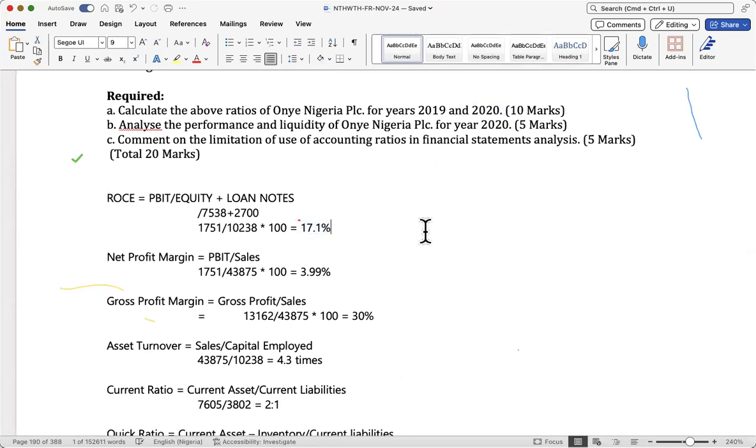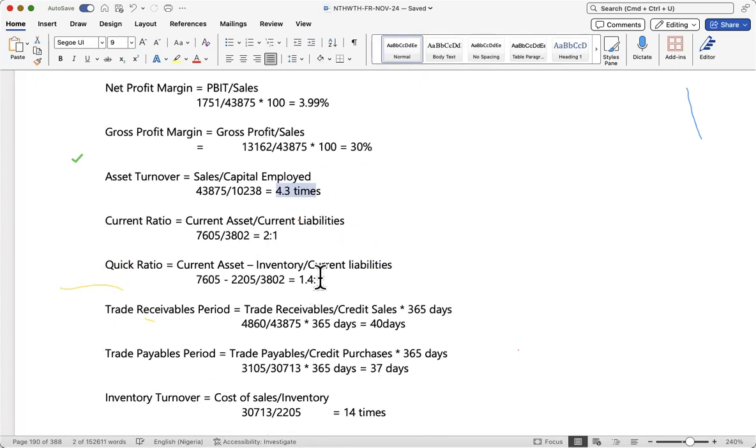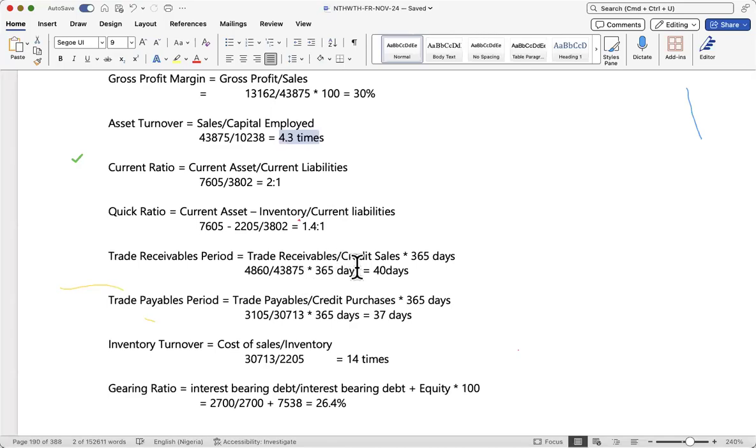Compare 2019 to 2020. You know that for ROCE, the higher the better. So the ROCE in 2019 is this, in 2020 is this, and 2020 is higher, which shows an improvement. That's how you would also compare net profit margin. The higher the better. Gross profit margin, the higher the better. Asset turnover, the higher the better. Current ratio, the higher the better. Quick ratio, the higher the better. Receivables period, the shorter the better. Trade payables period, either one, just justify whether the higher the better or the shorter the better.